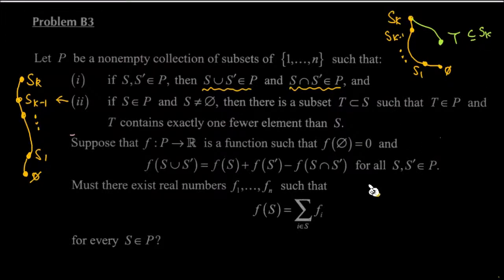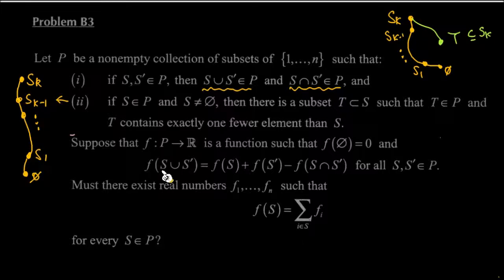And next part is about this condition. The function is given on the subsets inside this collection, so a real value is assigned, the empty set goes to 0, and it satisfies this type of functional equation. A good example of this function is the number of elements. So f actually measures the number of elements.